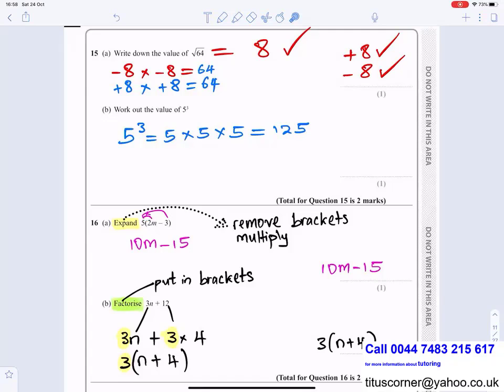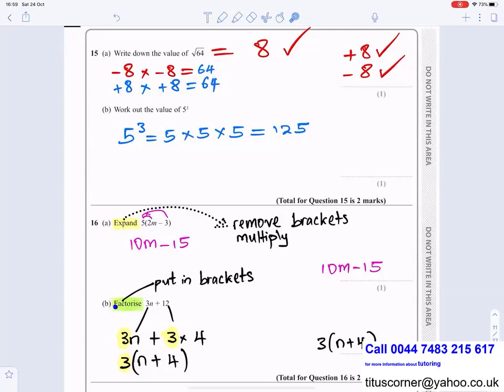Question number 16, expand. Expand in mathematics means remove the bracket. And how do we remove the bracket? By multiplication. We do 5 times 2m, and then 5 times minus 3. 5 times 2m is 10m. 5 times minus 3 is minus 15. So expand means remove brackets. And how do you do it? By multiplying.